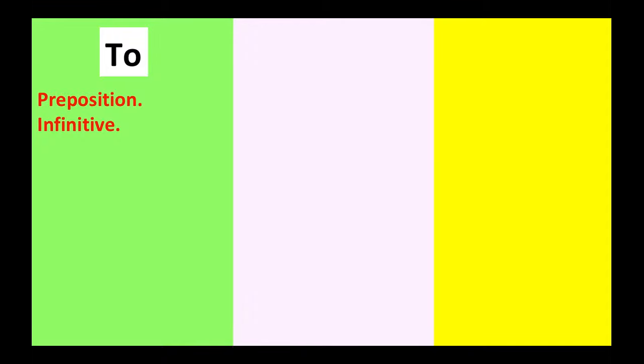It can also be used to form an infinitive. So we use to plus the base form of a verb. For example, to eat, to drink, to run, etc.